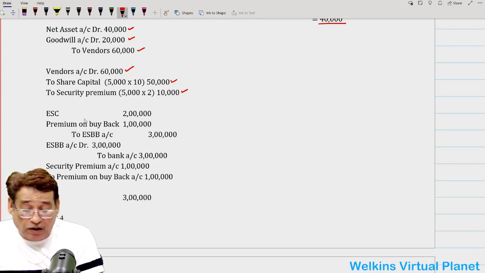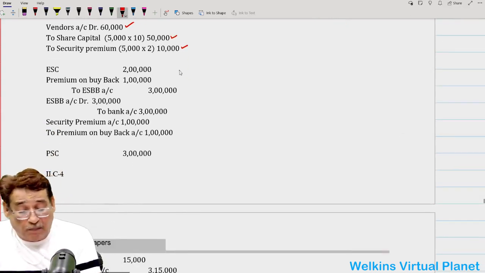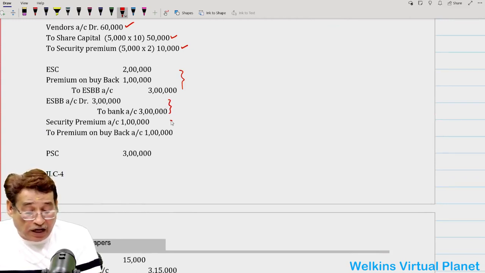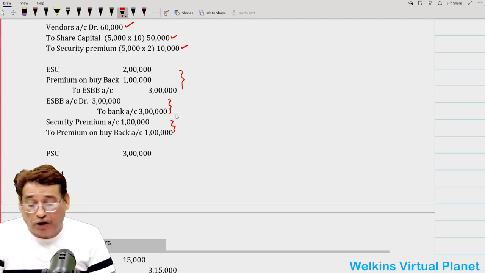So my entry will be equity share capital account debit 2 lakh, premium on buyback 1 lakh, because at 50% premium we are buying back, to equity share buyback account 3 lakh. This will be my entry when I buy back equity shares. Then equity share buyback account debit to bank account, I will pay. And whatever premium is there, I will write off that premium from the security premium account. Security premium account debit to premium on buyback. This is how my entries will be with respect to buyback of equity shares.